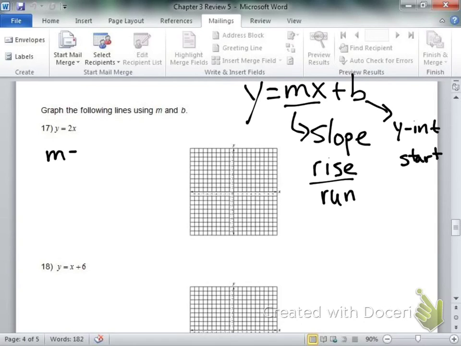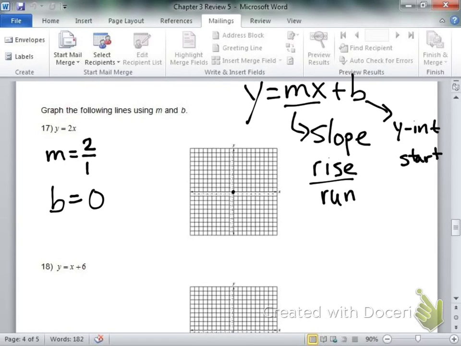So on all of these, I want you to write a space for your M value and a space for your B value. What is either one of them on 17? Which one do you already know? 2. 2 is which one? M. M is always written as a fraction, so I'm going to write it as 2 over 1. Now B is a little trickier on number 17. What is B? 0. You're not adding anything on the end. So B is 0. B tells you where to start.